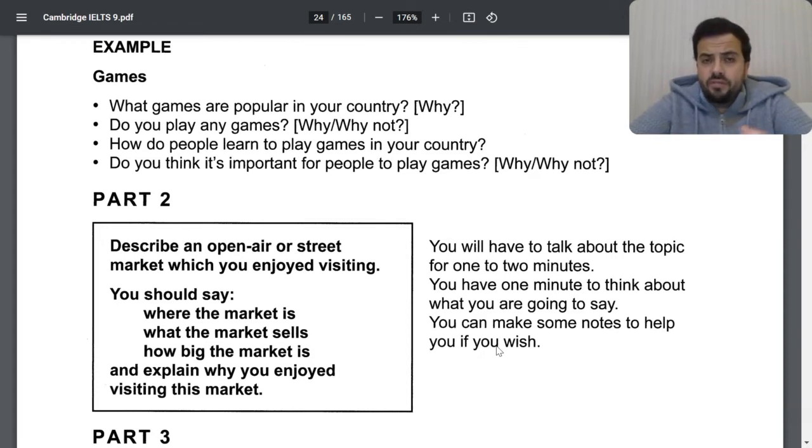Okay, what if you have never been to an open or street market? What can you do now? Exactly, lie. So here, if you have never done this before, just lie about it. You should say where the market is. So this is number one. What the market sells. This is number two. How big the market is. This is number three. And explain why you enjoyed visiting this market. So you have 1 minute to prepare, and then you must talk about this for 1 or 2 minutes.